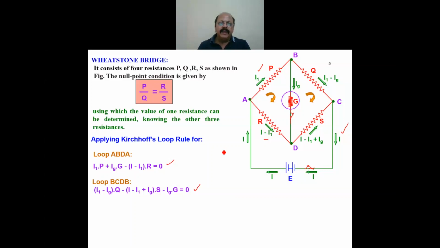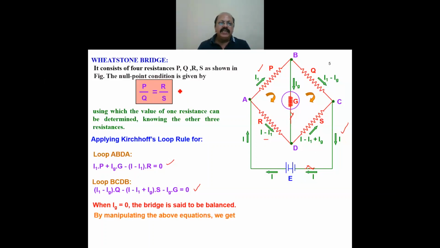Now when the bridge is balanced, at that time Ig is 0, no current flows through the galvanometer. That is because the potential difference between B and D becomes 0, because the potentials at B and D become equal and opposite. Then only the bridge is said to be balanced.